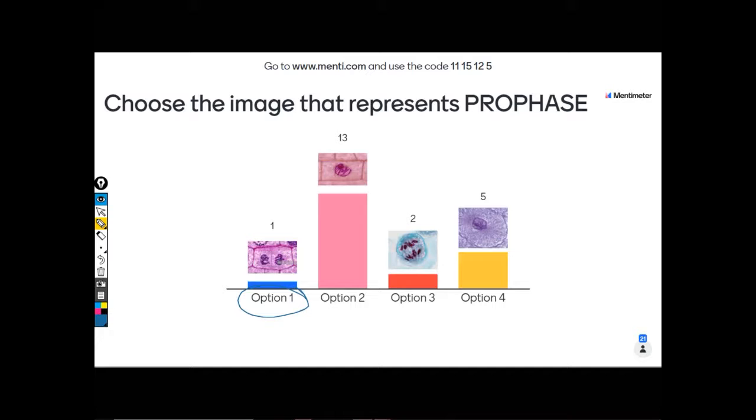What, if not prophase, is option 1? Okay. Telophase. Good. So remember when we're looking at these, this is a lot like what we've been doing in lab. The stuff inside that's very darkly stained is our DNA. So we're really focused on what is the organization of that really darkly staining stuff, right? That's our goal here.